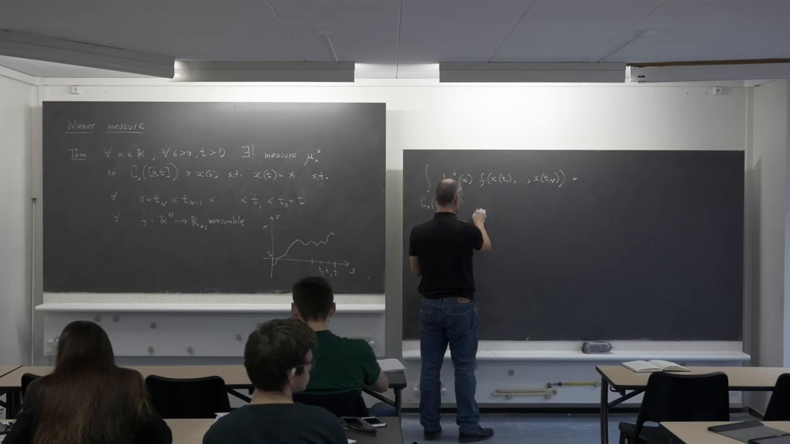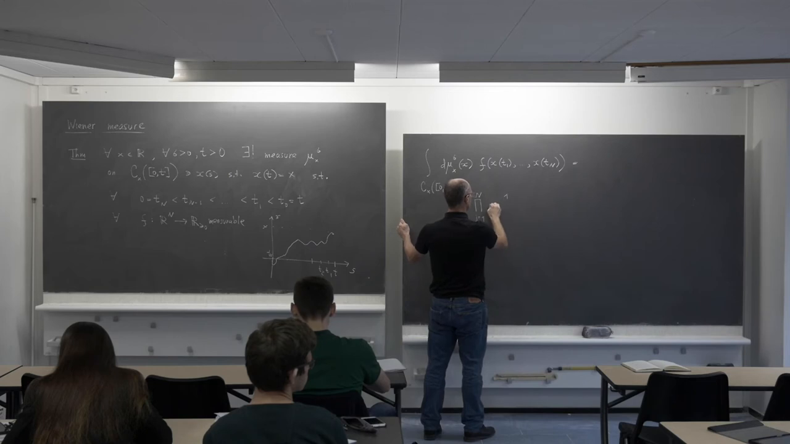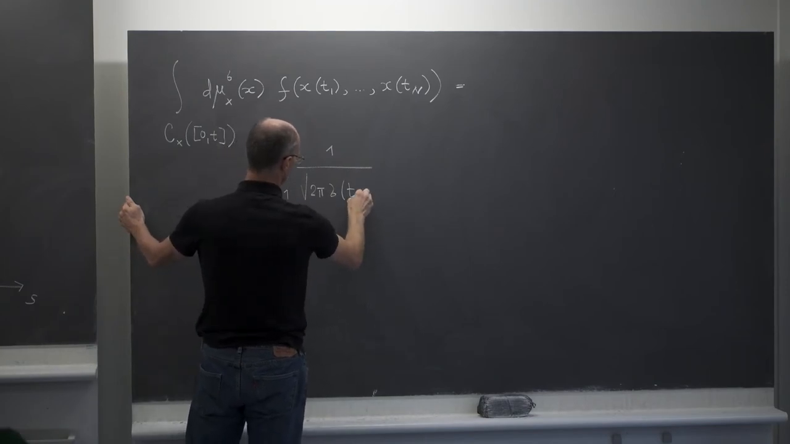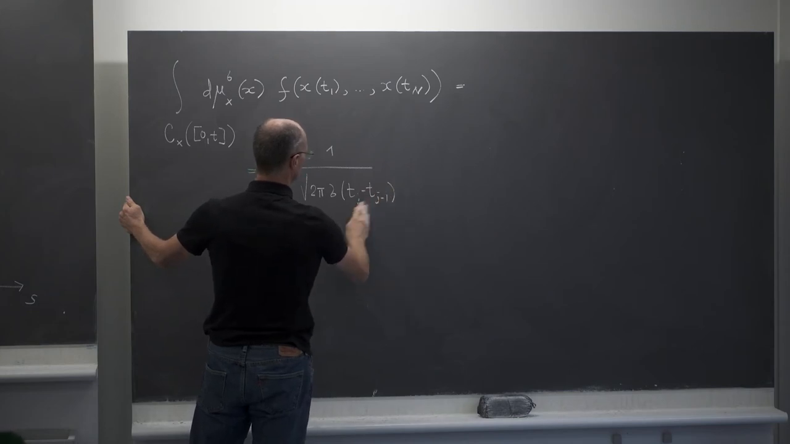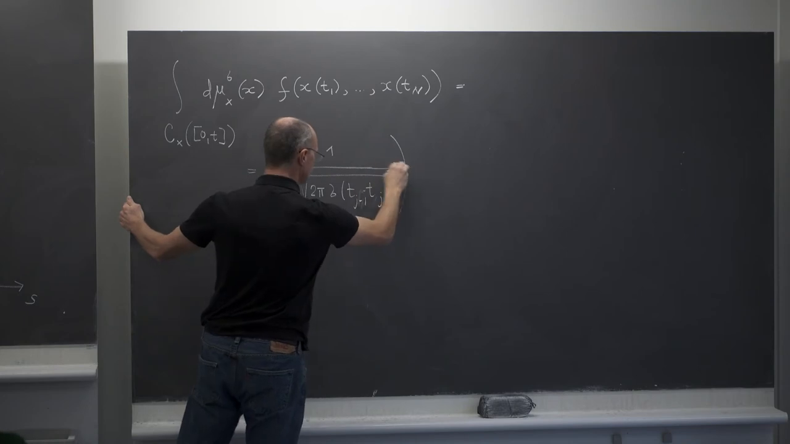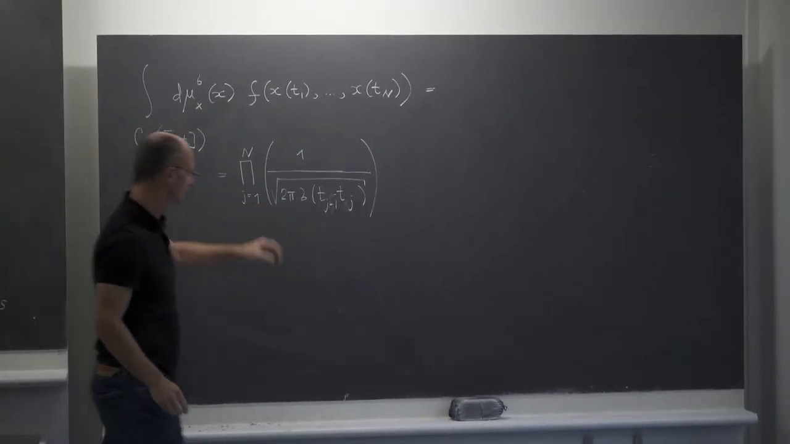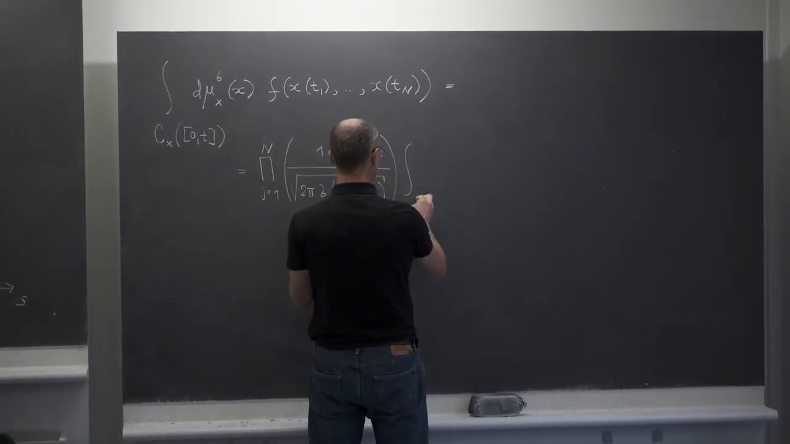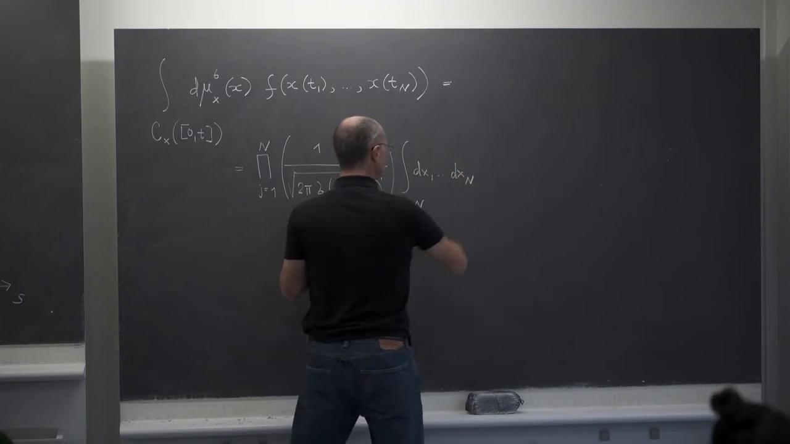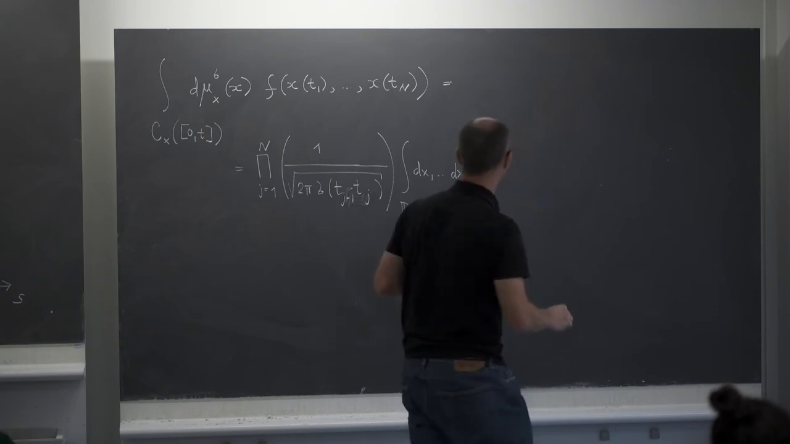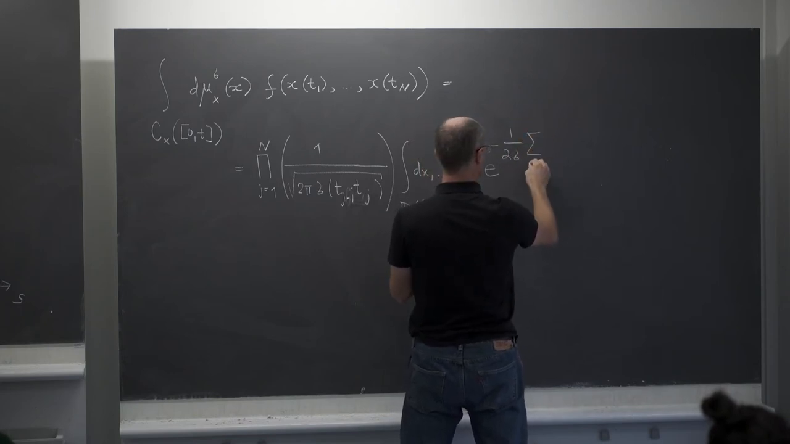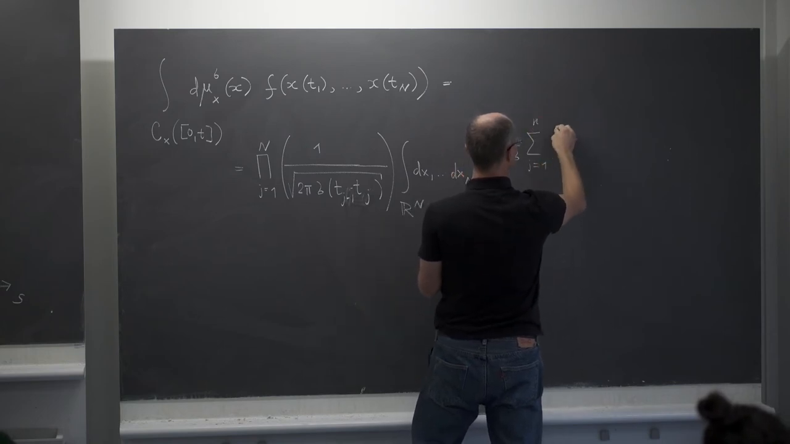So this is a product from 1 to n, here 1 over square root of 2 pi sigma, now t_{j-1} minus t_j, because j is a decreasing sequence. And here an integral over R^n, dx1 through dxn. And here I'm writing the following Gaussian measure, 1 to n, and here x.